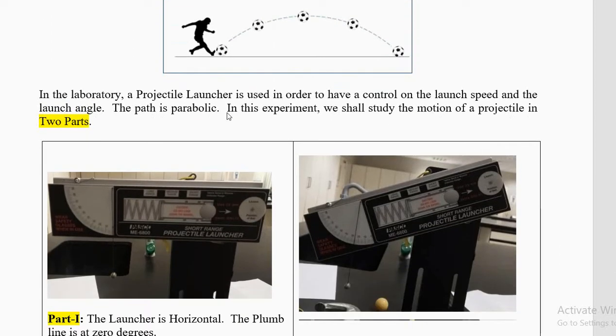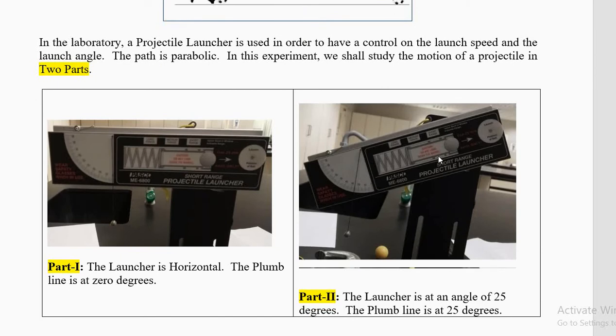Now in the laboratory, we use a gun. It is called a projectile launcher. We don't call it a gun, but it is similar to a spring gun. You can adjust the angle in a controlled amount, and you can also control the initial speed. The launcher in our lab has three possible speeds. There will be three notches here, and you can fix the position of the ball accordingly.